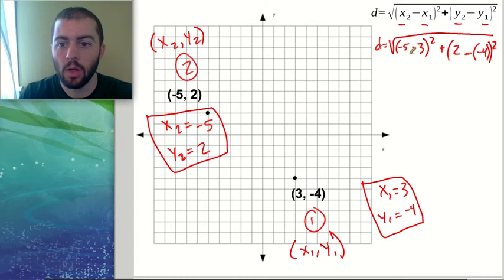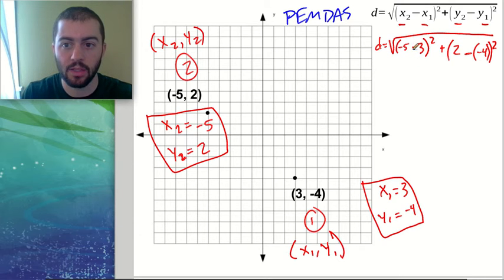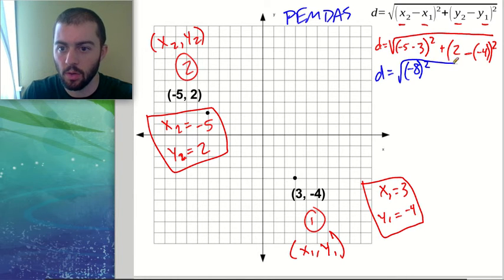All right, so going to solve these, the biggest thing to remember is order of operations, right? PEMDAS. So what we're going to do here first is evaluate the things in parentheses, right? So we have parentheses terms here, negative 5 minus 3. That will give us negative 8, which will then be squared, and this is all obviously still under the square root. And then over here we have 2 minus negative 4, which is going to give us positive 6.